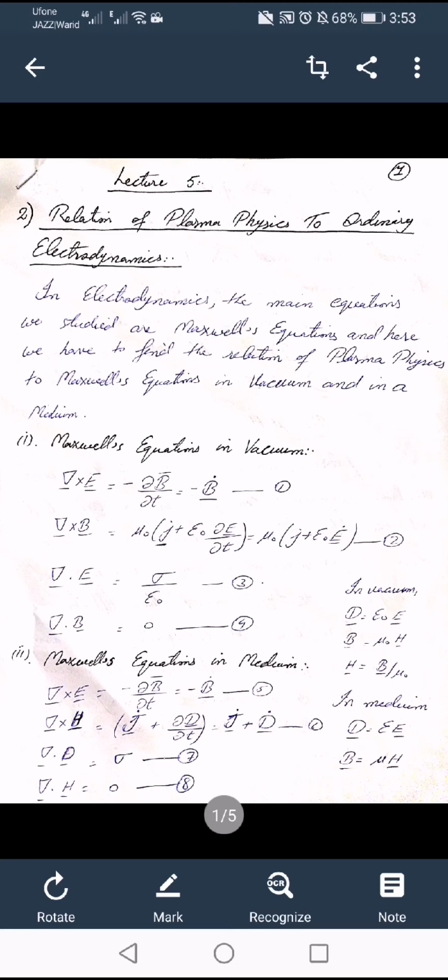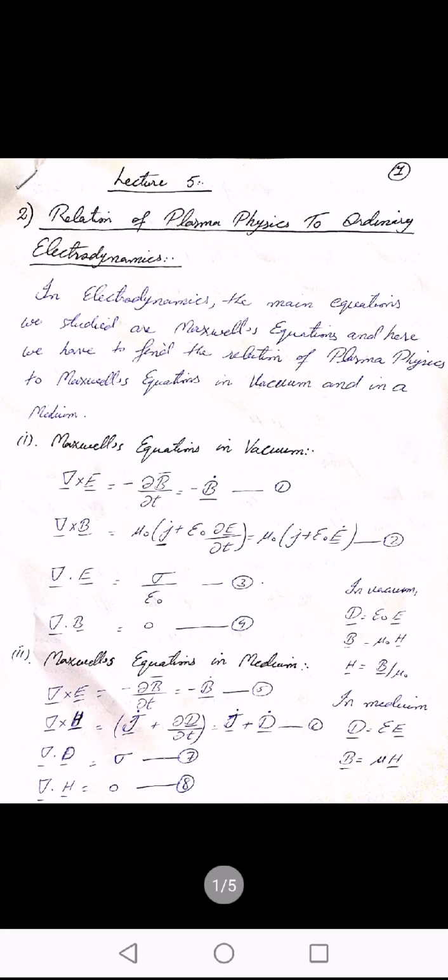Now the Maxwell's equations in medium are: del cross E is equal to minus B dot, which is the same equation as that of vacuum. In the second equation, del cross H is equal to J plus D dot, and the difference is that we use H in place of B, where B is equal to mu naught H, and we use D in place of E, where D is equal to epsilon naught E. The third equation is del dot D is equal to sigma, and the fourth is del dot B is equal to 0.